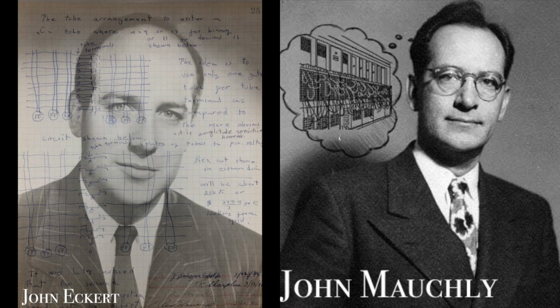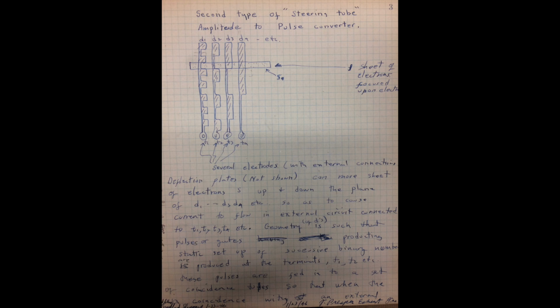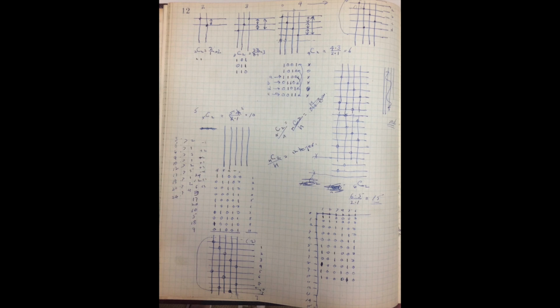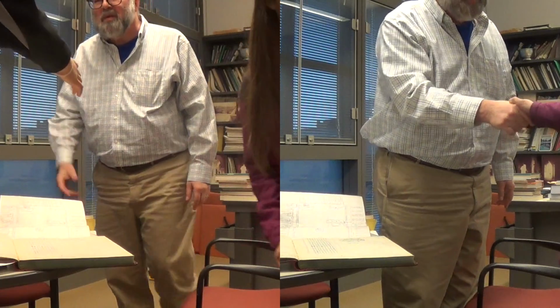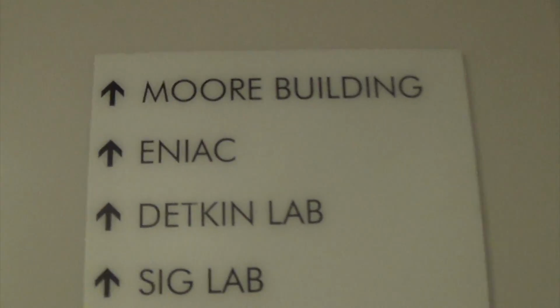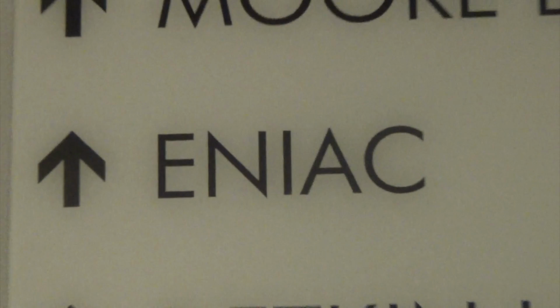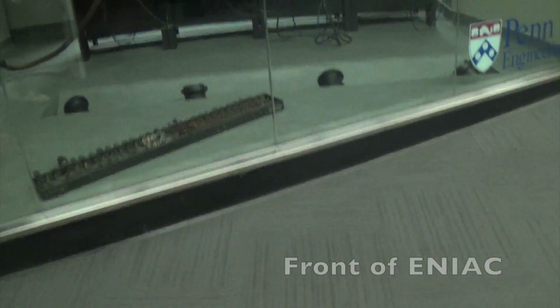After the ENIAC, Eckert and Mauchly continued to make projects together for many years. We also got to see Eckert's classified notebook with his original sketches, which was amazing. After we said our goodbyes, we decided we should explore the ENIAC for ourselves. The ENIAC was released to the public on February 14, 1946.